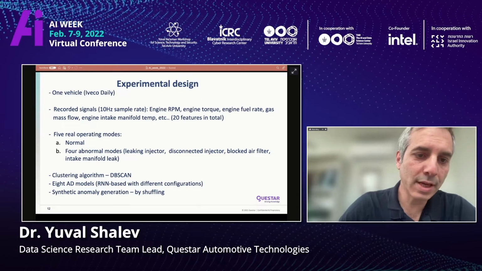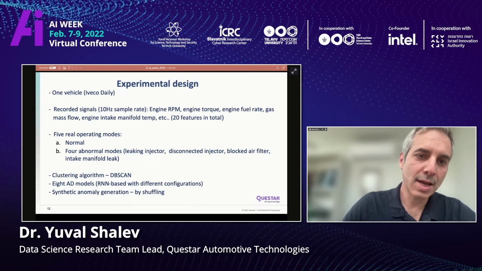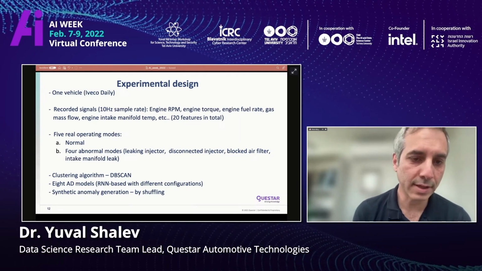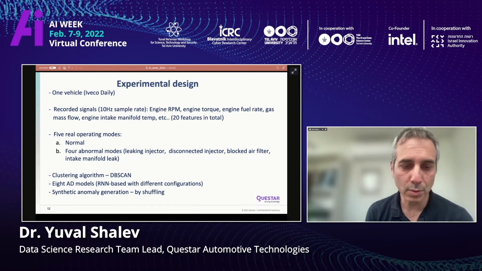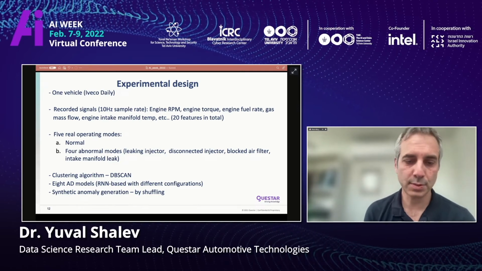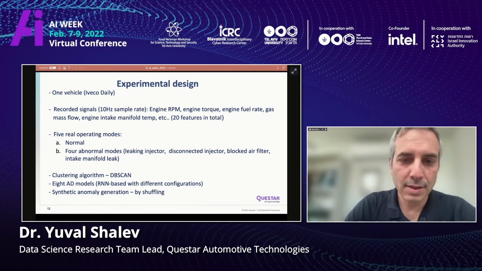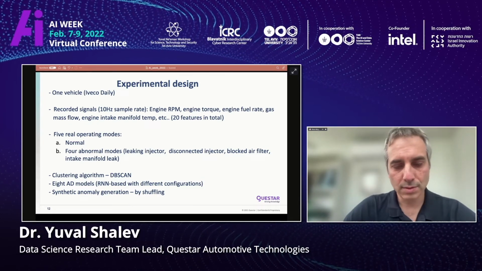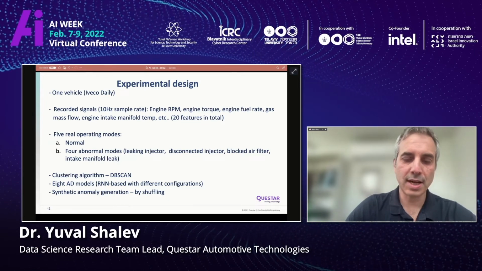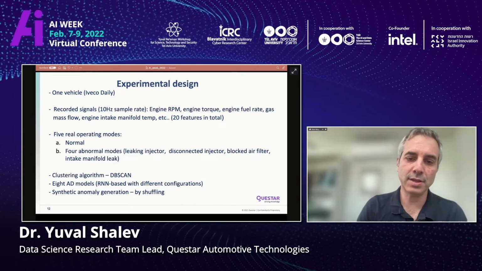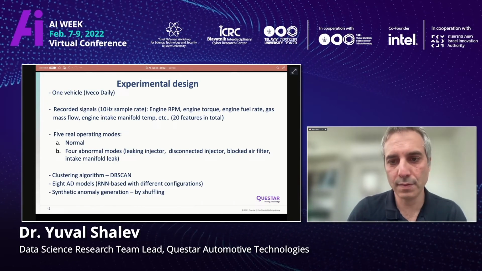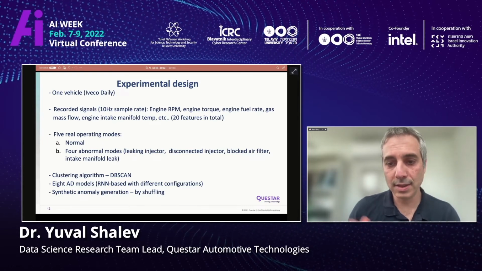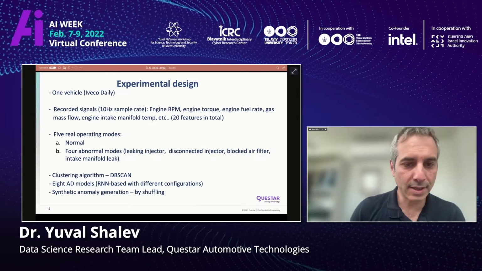And then our engineers enabled us 5 modes of this vehicle. So one would be the normal mode. Everything works as expected, and the car is okay. And 4 abnormal modes. So the engineers actually intentionally made these fault modes. One would be leaking injector, other the disconnected injector, blocked air filter, and intake manifold leak.